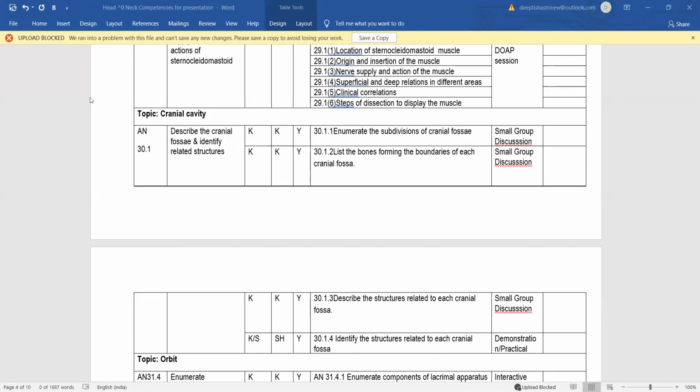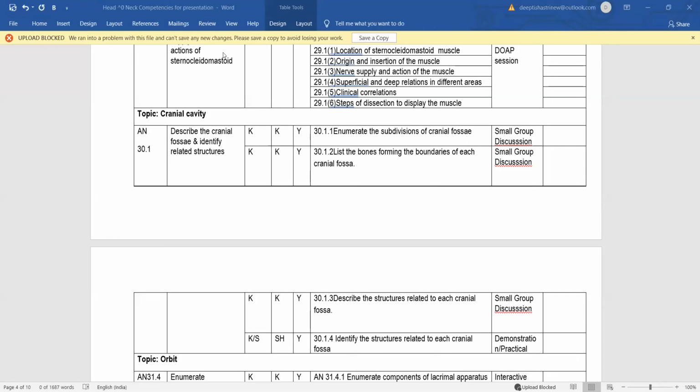All these 3 objectives come under knowledge domain and their proficiency level is knows. And the teaching learning method is small group discussion. The fourth objective is identify the structures related to each cranial fossa. The domain is knowledge and skill. The proficiency level is shows how. The teaching learning method is demonstration in a practical session.